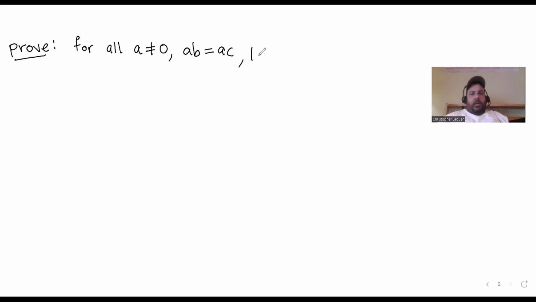The next thing I want to show is, so prove, for all non-zero real numbers, if AB equals AC, then B equals C. Right, and again, we can prove this using the axioms, the field axioms.